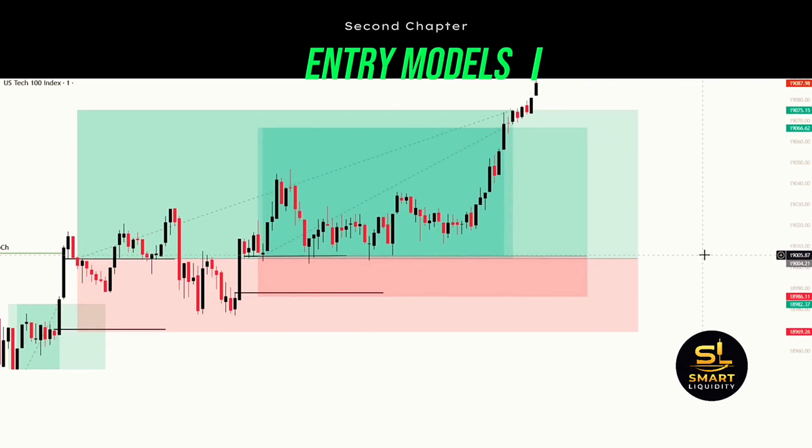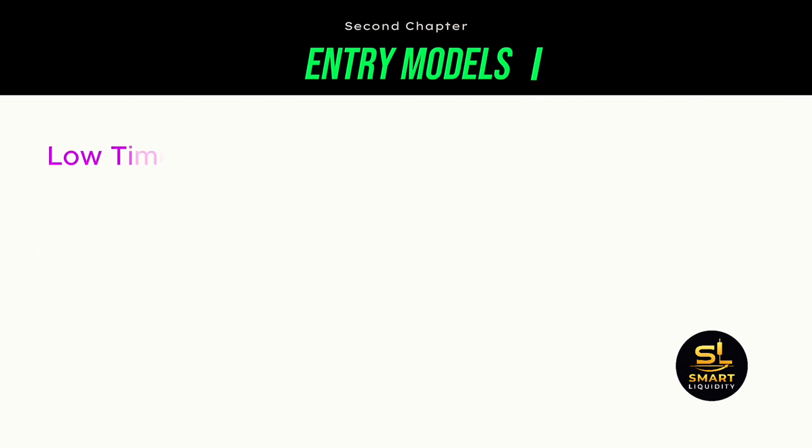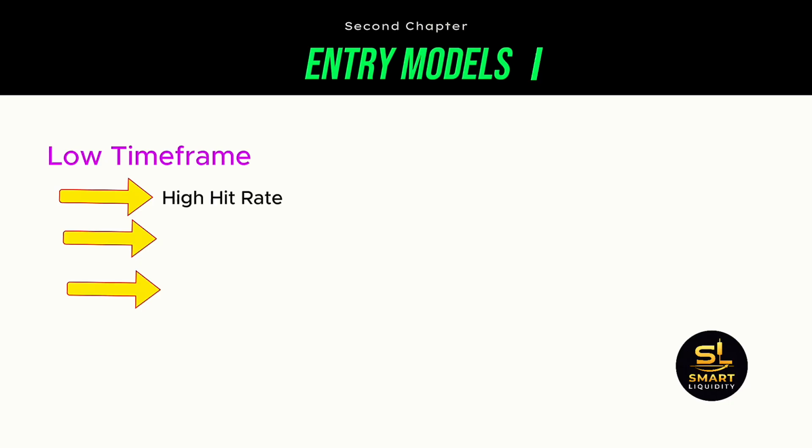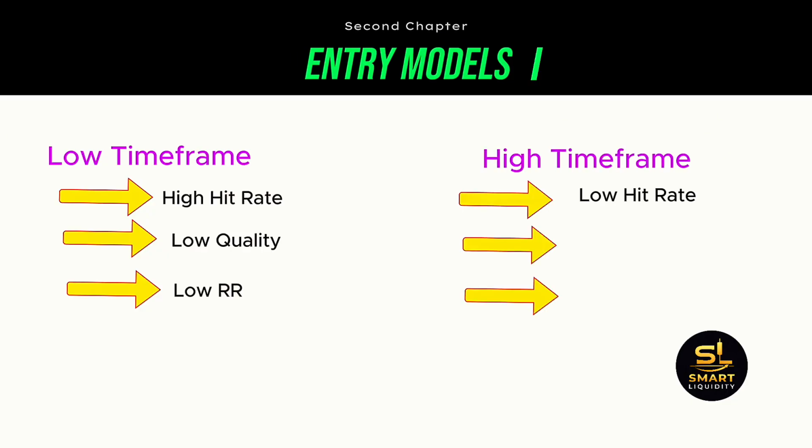The difference between time frames is quality and hit rate. In low time frames, just as we have traded recently, the hit rate is high, the quality is low, and the risk to reward is low. In high time frames, the hit rate is low, the quality is high, and the risk to reward is high. So in the high time frame, we would need only 1 or 2 high quality setups to gain the same total risk to reward ratio as we would in a low time frame. The last one was a low time frame. Now it's time to also look into a setup on a high time frame to give as example backtesting.